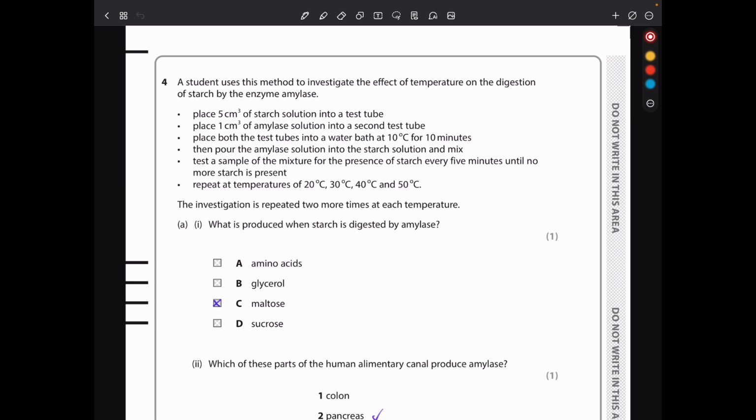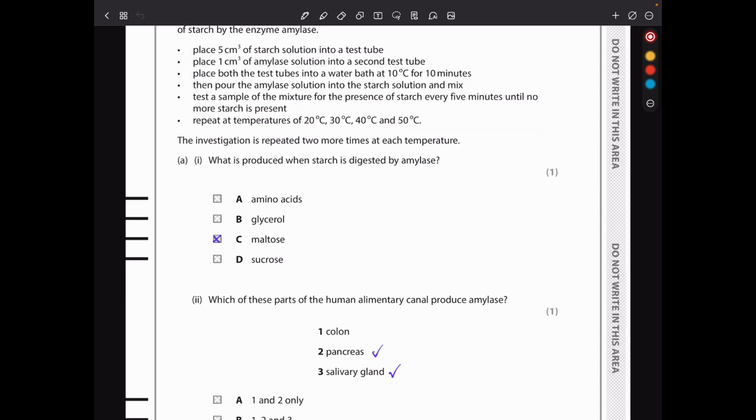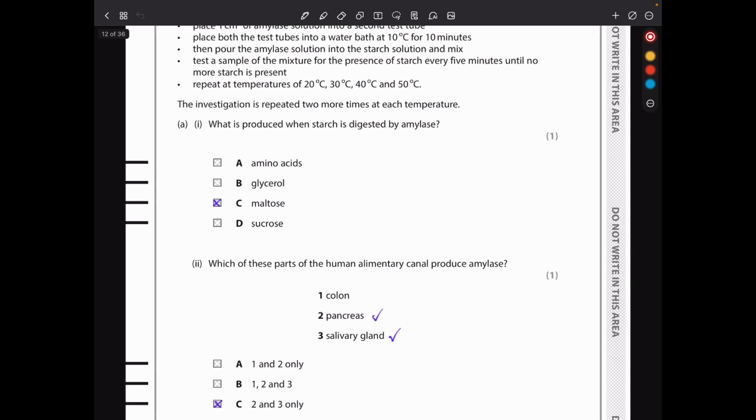Then they test a sample of the mixture for the presence of starch every 5 minutes until no more starch is present. They repeat at different temperatures, as we can see here. So they said the investigation is repeated 2 more times at the temperature, that is to find the mean. The first part says what is produced when starch is digested by amylase. Maltose is going to be produced.